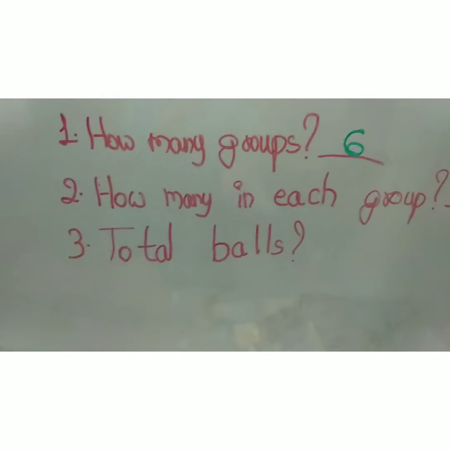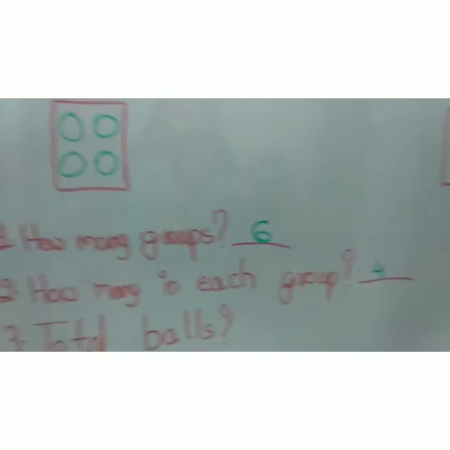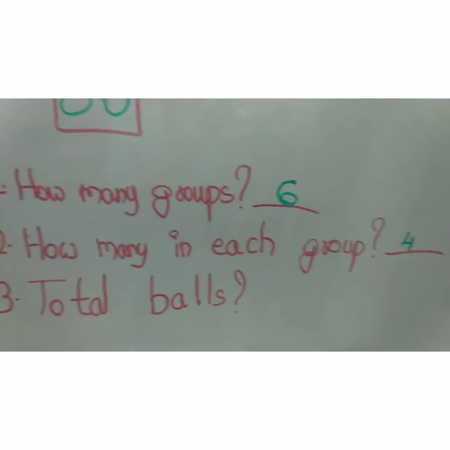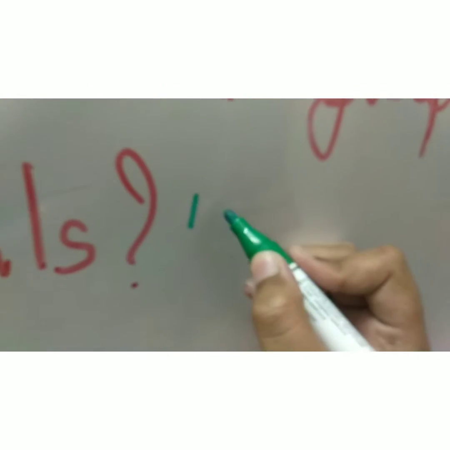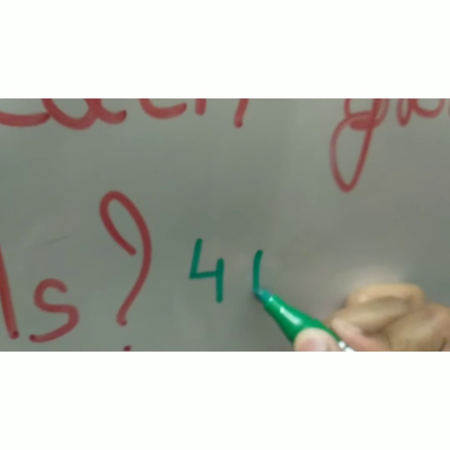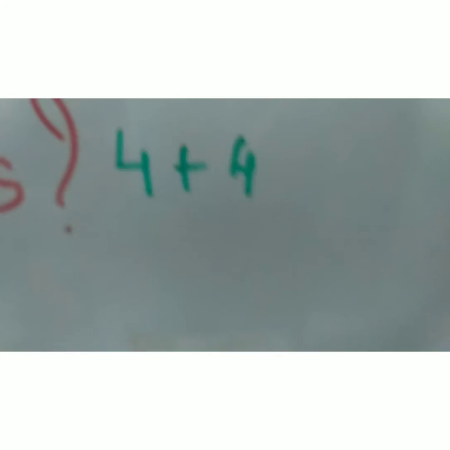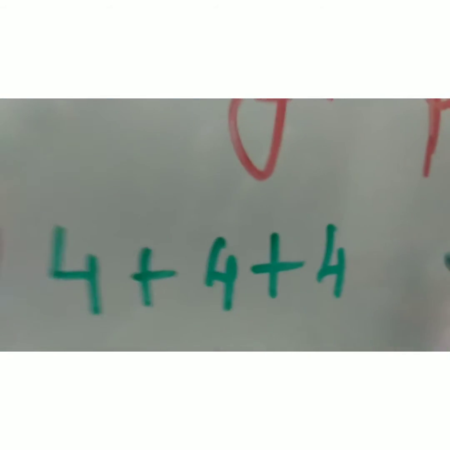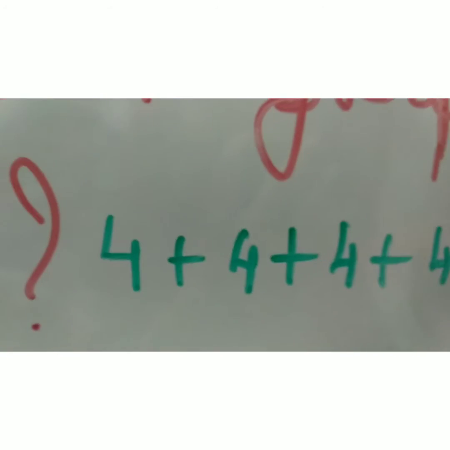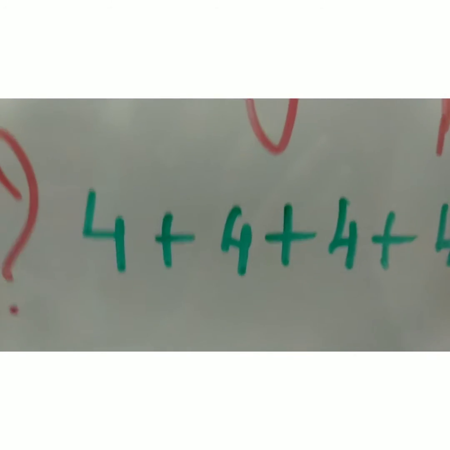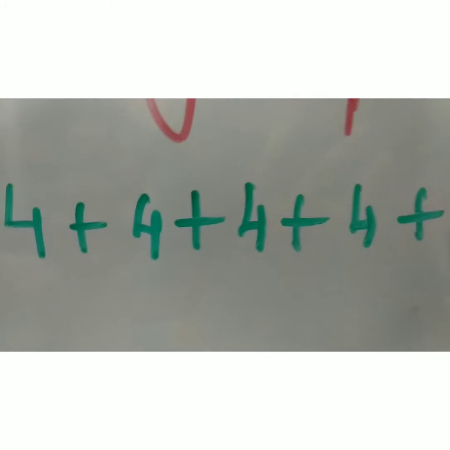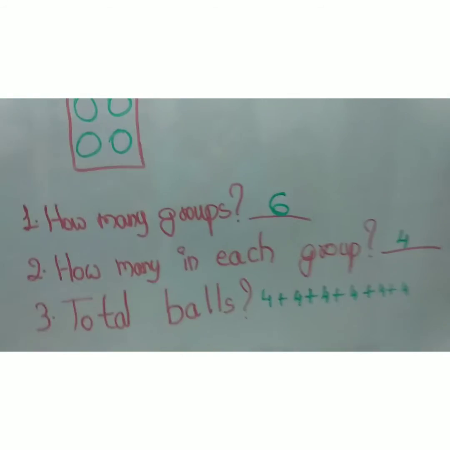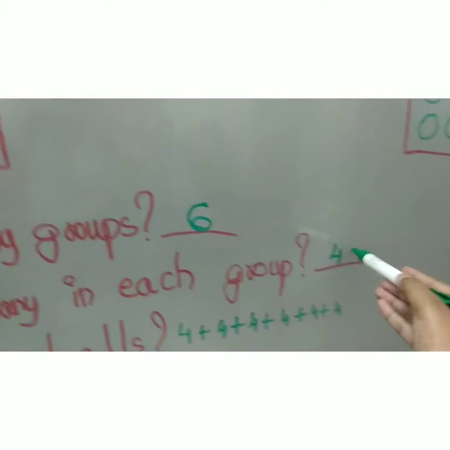Let us count the total number of balls. There are 6 groups. There are 4 balls in each group. So, 4 plus 4 plus 4 plus 4 plus 4 plus 4. 6 groups, 4 balls in each group.